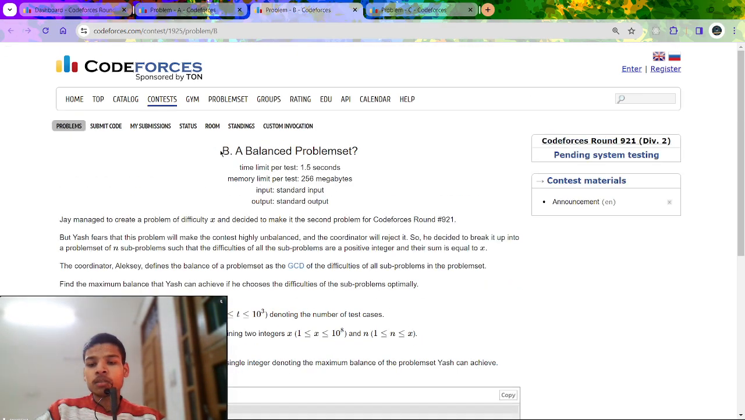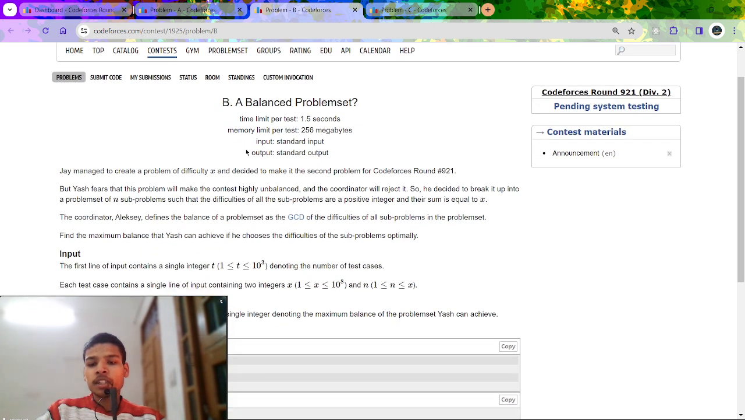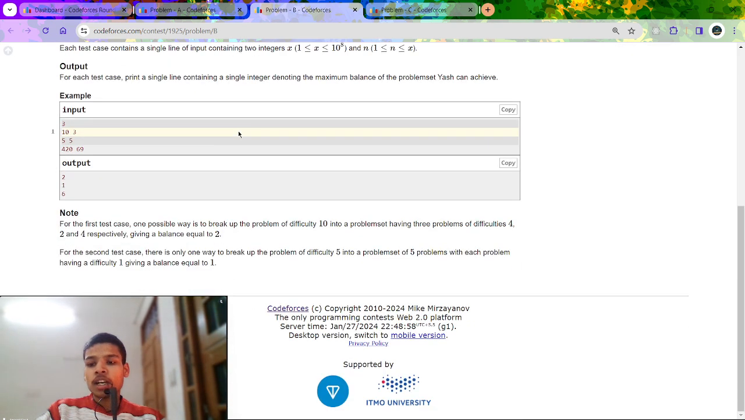So let's now discuss problem number B. It is a lot of a math problem. Now what is the problem asking us? I will be having a number n and I have to divide it into 3 parts, or some number of parts. Now what is the maximum possible GCD of this answer?